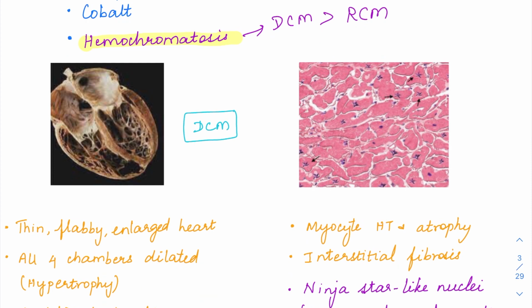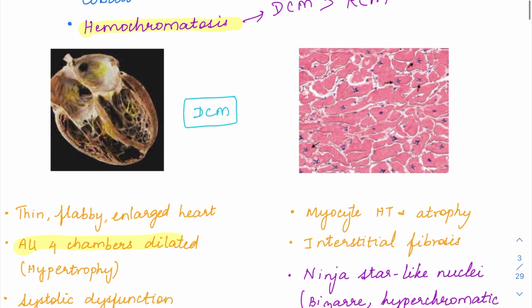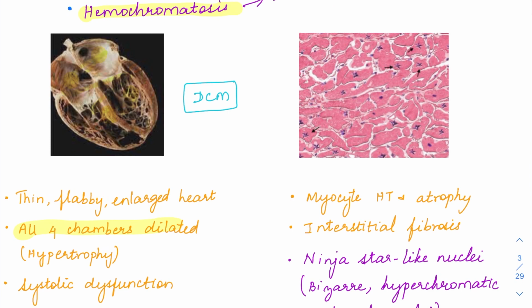As the name suggests, the heart is going to be dilated. All four chambers of the heart will be dilated and the heart is going to be very thin and flabby. In this picture, if you appreciate, all four chambers are dilated, with a thin flabby wall. The most important part is that when all four chambers are dilated and thin, the heart is not able to contract properly, so it results in a systolic dysfunction.